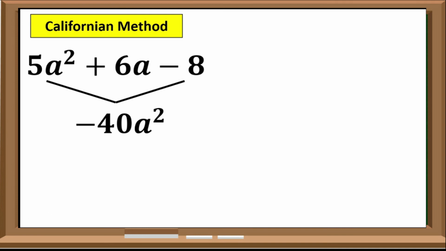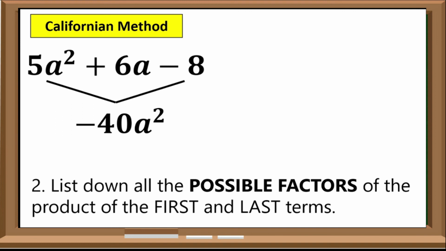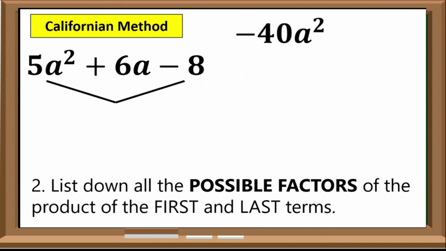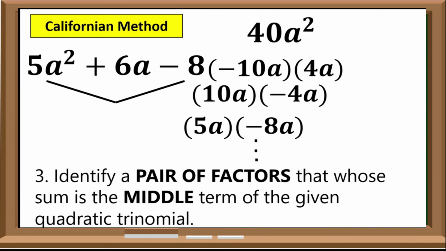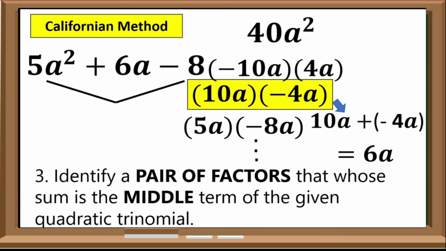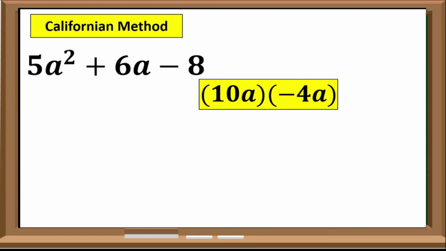Second step, list down all the possible factors of the product of the first and last terms. The possible list of factors of negative 40a squared are negative 10a times 4a, 10a times negative 4a, 5a times negative 8a, and so on and so forth. While giving the possible factors, if you can already identify the pair, you can stop now. Third step, identify a pair of factors whose sum is the middle term of the given quadratic trinomial. Among the list of factors, 10a times negative 4a, whose sum is the middle term, which is positive 6a. That would be 10a plus negative 4a, is equal to positive 6a.